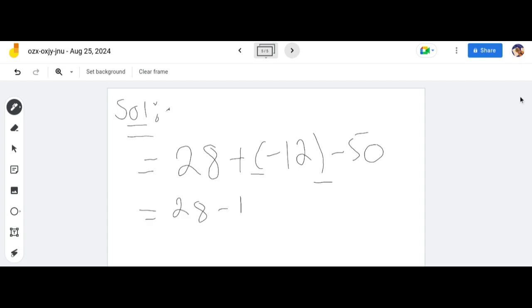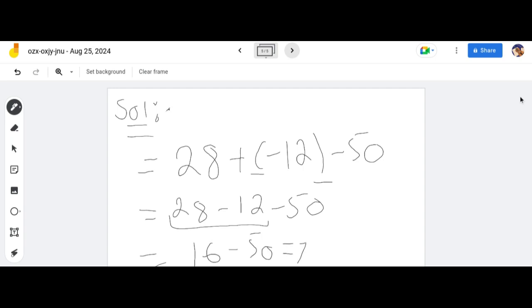28 plus minus 12, minus 50. So I have to do the subtraction here. First I will solve this: 28 minus 12. Tell me the answer, Aryan. 8 minus 2 is 6. 2 minus 1 is 1. 16. I have to use which sign here, plus or negative? Plus. Yes, very good. And then minus 50.